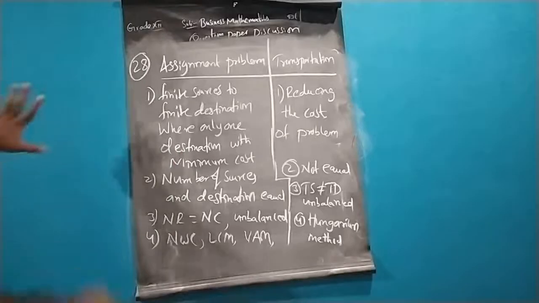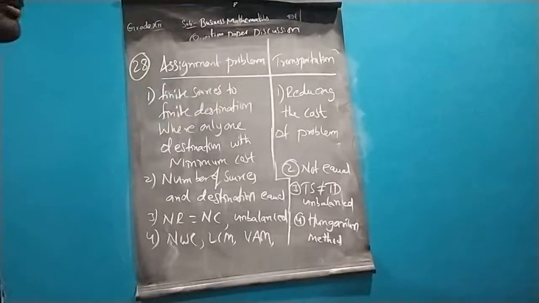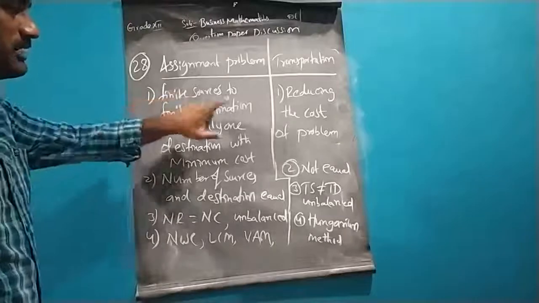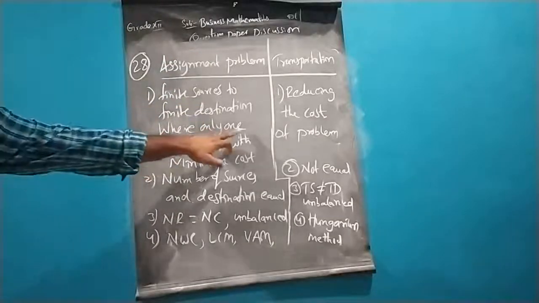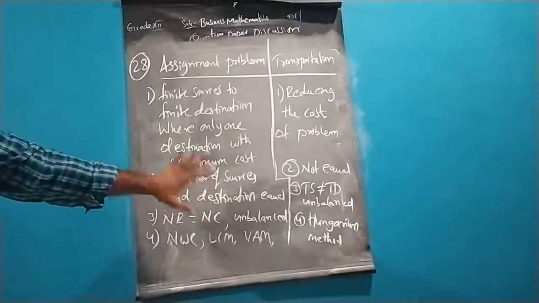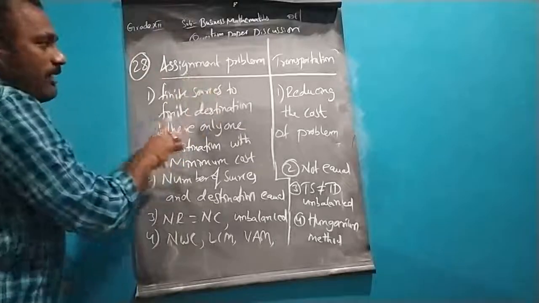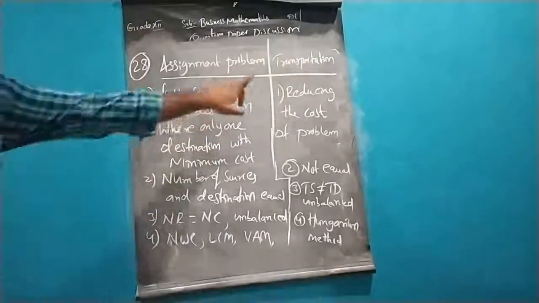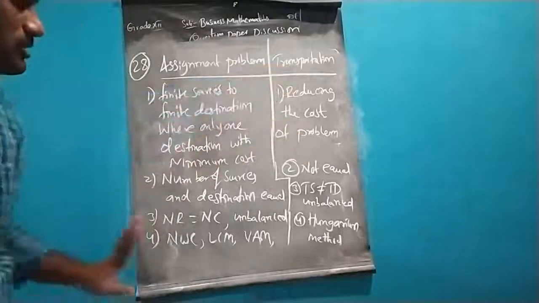Let us see the 28th question. It is asking about the differences between the assignment problem and the transportation problem. So the major differences, we can find 4 differences. The first difference is that in the assignment problem there are finite sources and destinations, and each source goes to only one destination with minimum cost. Here the transportation problem is specially meant only for cost reduction.